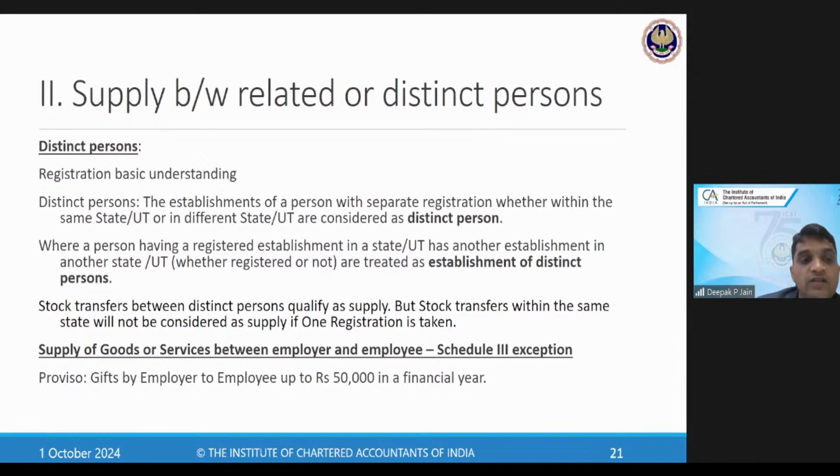What does this mean? Whatever stock transfer I do between distinct persons will qualify as a supply. Wherein I am having multiple registrations in one state, or having registration in one state and having other branches in another state. But what is excluded here? If I have one registration in a state for all the branches, I can have that. The option to take one registration or multiple registrations in a state is optional. I can take one registration for all 10 branches in my state, or I can take 10 separate registrations. If I take 10 separate registrations, then they are treated as distinct persons. If I take one registration for all the branches, then it is not treated as a distinct person. Then any transfer between those 10 branches is not a supply.